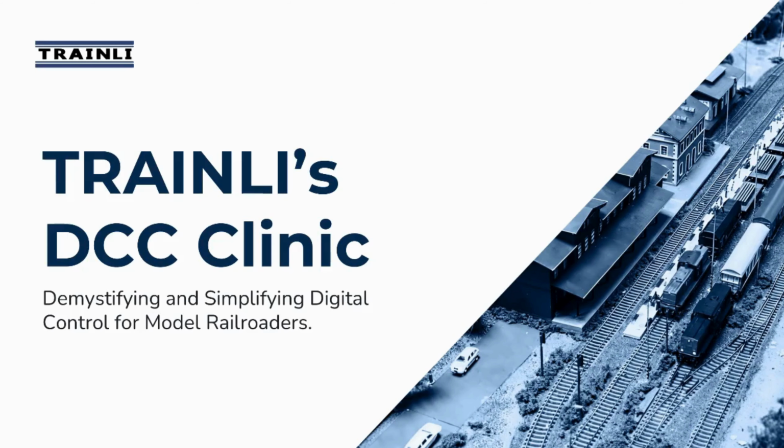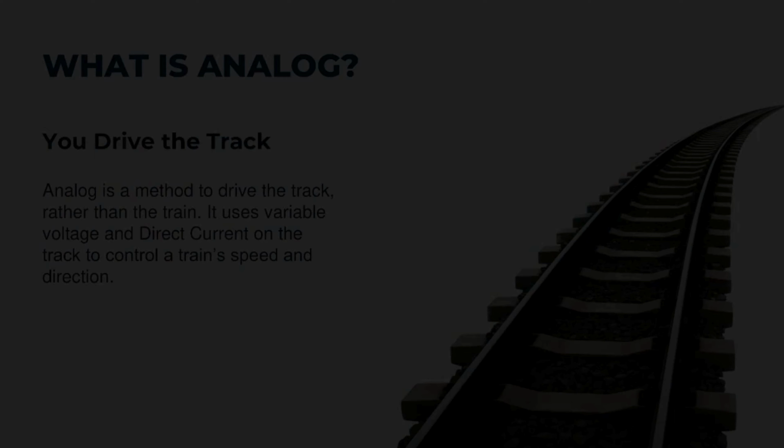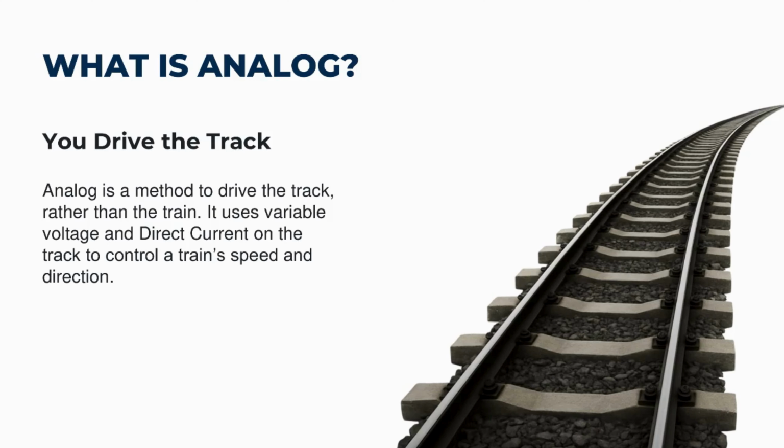So I'm going to try to walk through the presentation as I demonstrate things as well. So the first one is, what is analog? The easy answer of what analog is, it's driving the track rather than the train or the locomotive. So with analog, you're basically running power. Everybody probably recognizes this, your basic LGB controller.